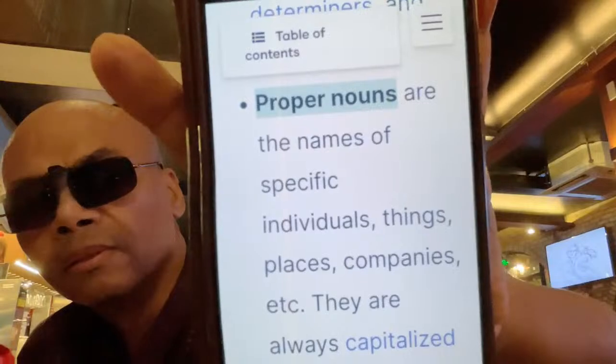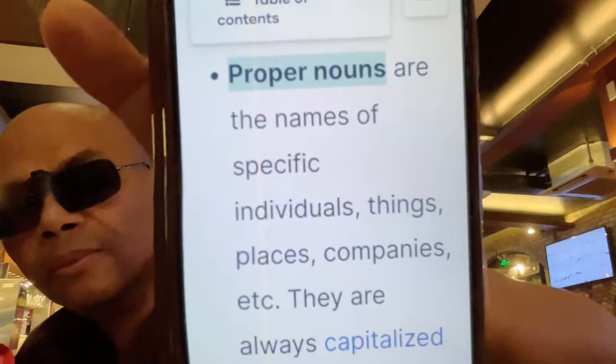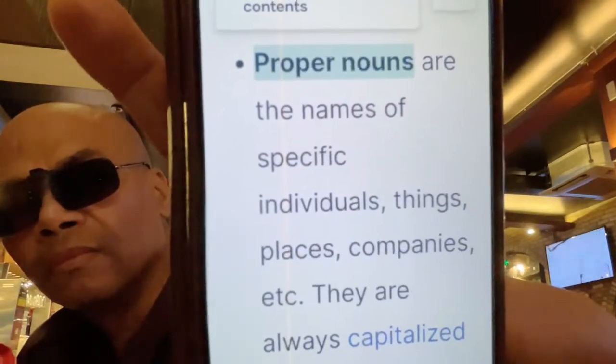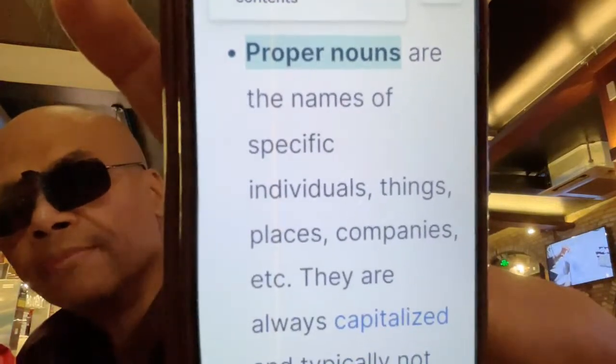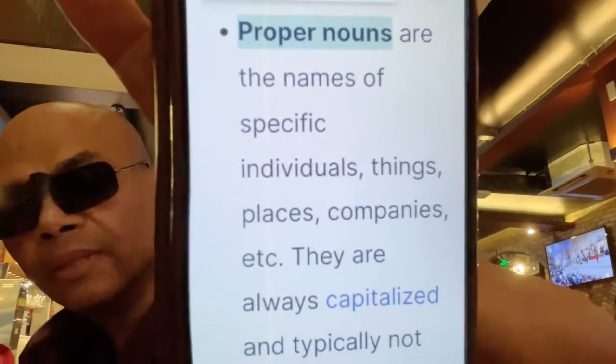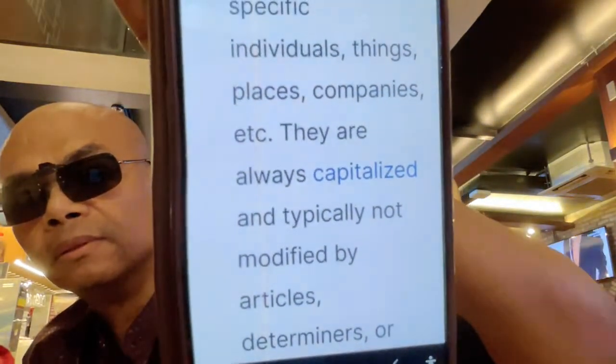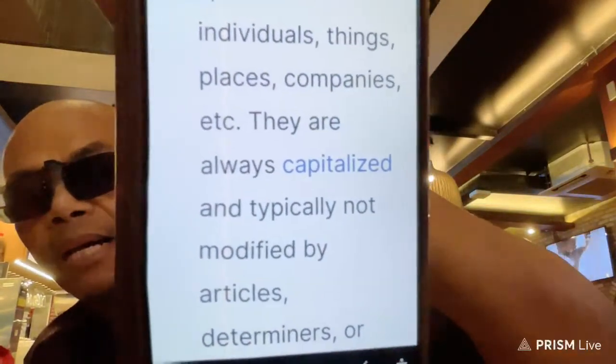Proper nouns are names of specific individuals. For example, Jane Doe, John Doe, Tom Smith. They're names of specific things, places like Chicago, companies like Nike, etc. They are always capitalized, and then it goes into some grammar. Okay, and typically not modified by articles. Articles would be the. So you wouldn't say the Nike, but you would say the Moor, right? Or the Moors. You wouldn't say the Nike. You would not say the Ford Motor Company. You just say Ford Motor Company, right? Y'all see it?